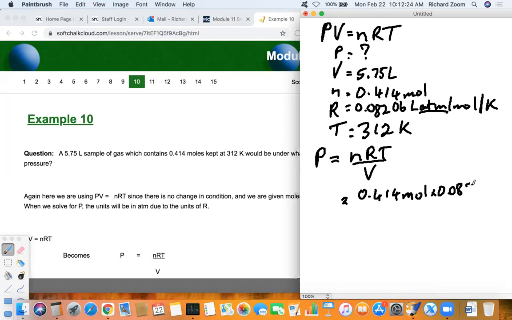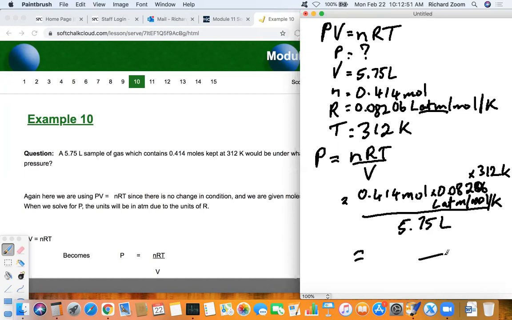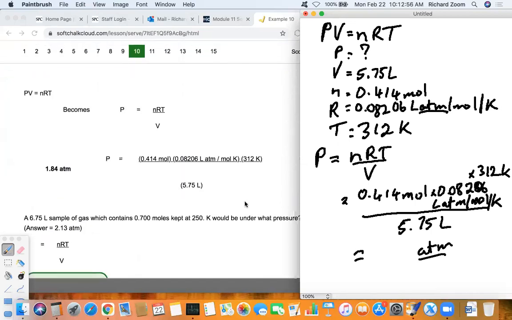So 0.414 moles, 0.08206 liters atmospheres per mole per Kelvin, and that's times 312 K. So again, that's all over V, which is 5.75 liters. All the units will cancel and we'll be left with a figure in atmospheres. And that's going to be 1.84 atmospheres.